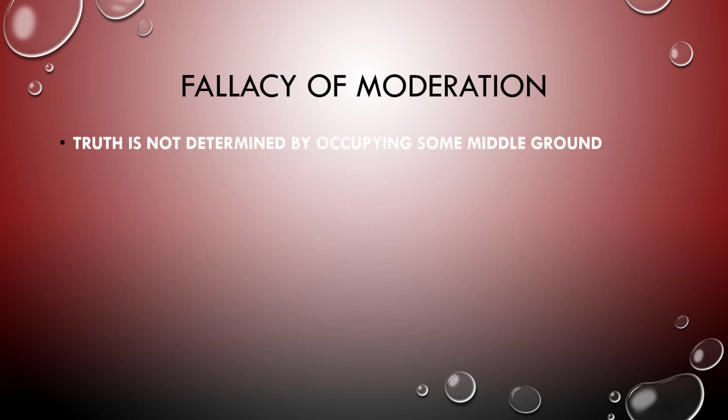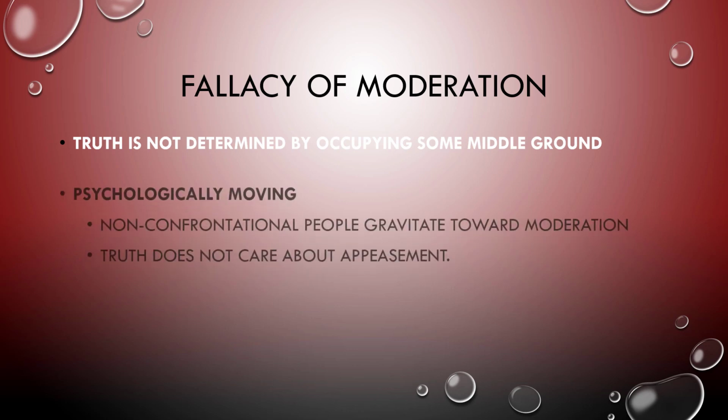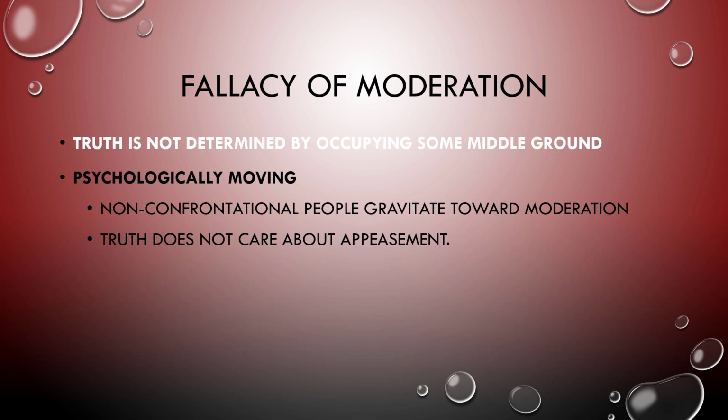Truth, unlike virtue, is not determined by occupying some middle ground or constituting a compromise between two opposing positions. Now, I know we haven't talked about moral philosophy and virtue, but Aristotle defined virtue as a mean between different extremes that he would call vices. Truth is nothing like that. Now, this is psychologically moving in that it makes people feel comfortable. Non-confrontational people, for instance, gravitate towards this fallacy to appease both sides in an argument and simply end conflict. Keep the peace, prevent division. But truth doesn't care about appeasement.